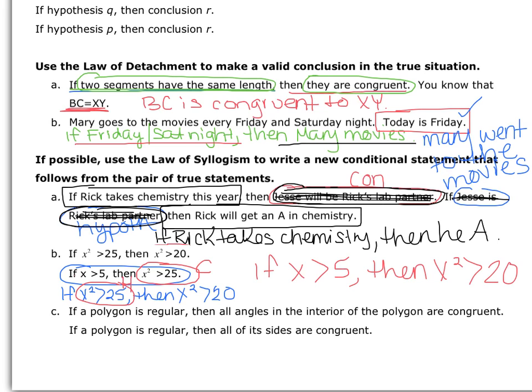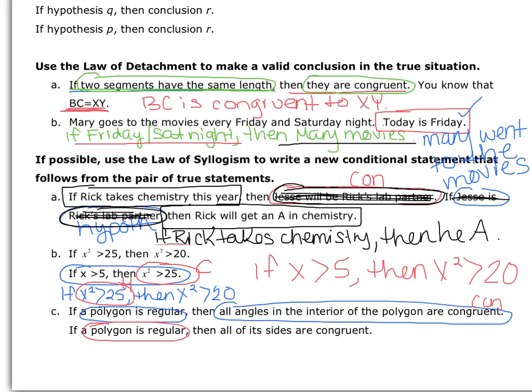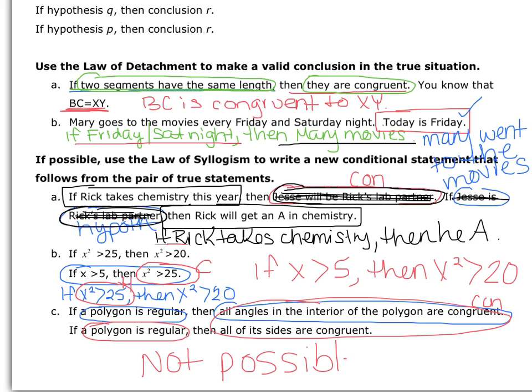Again, be careful. This shows you that you can switch the order of the sentences if it helps you make a valid conclusion. Let's look at the last one. If a polygon is regular, there's your hypothesis, then all interior angles of the polygon are congruent. Here's your conclusion. Is the conclusion repeated? You can see that neither of these is the same, so basically this one is not possible.